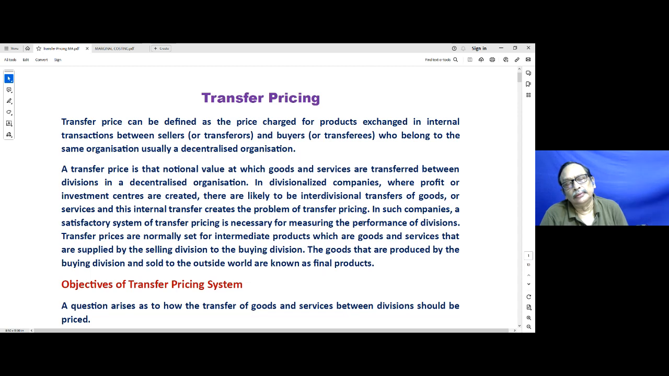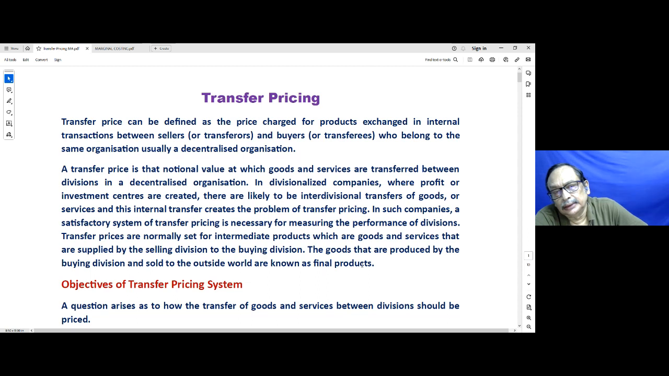Now, if you look into the presentation, transfer price can be defined as the price charged for products exchanged in international transactions between sellers, also known as transferors, and buyers, also known as transferees, who belong to the same organization, usually a decentralized organization. Now, I am giving more emphasis on the very perception which is known as decentralized organization.